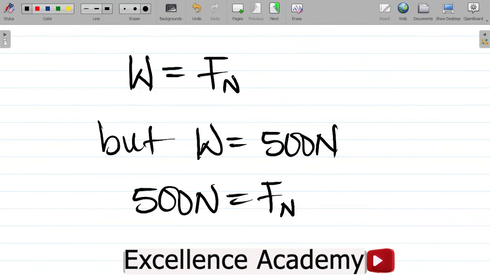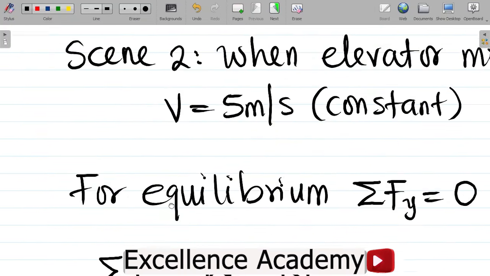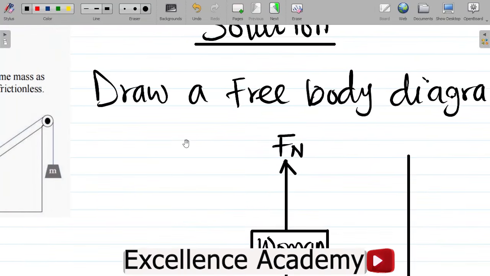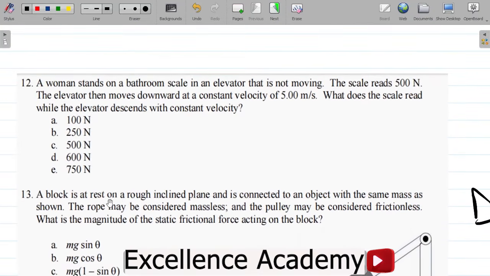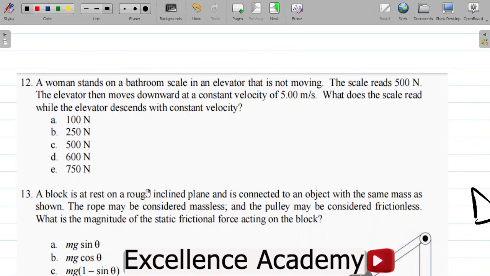So while the woman is descending, the elevator will be reading this same force there, the normal force. So that will be the same weight the woman had. While she is descending in the elevator, her weight would neither increase nor decrease. It remains the same. So the answer there is 500 Newton, right? And this makes sense because being in an elevator does not automatically reduce your weight. Your weight will still remain the same, so it means 500 Newton. Yeah, so that's how you solve this question, right?